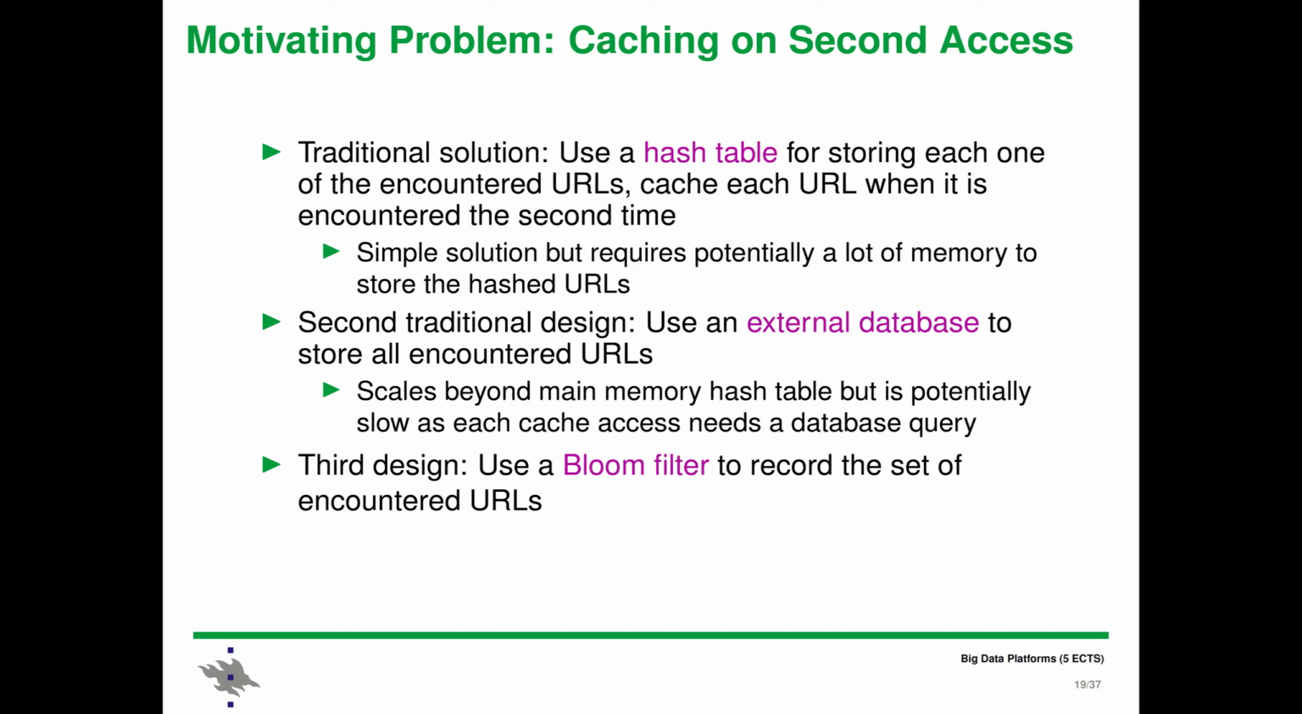And now a third design you could use is a Bloom filter to record the set of encountered URLs, and then use that Bloom filter to figure out whenever you see a URL the second time. Okay.